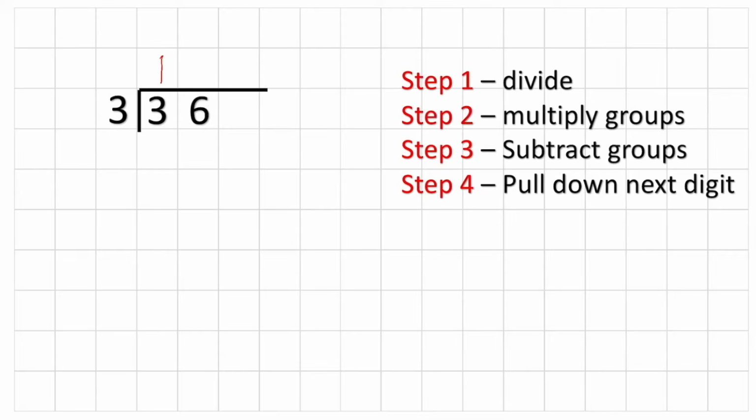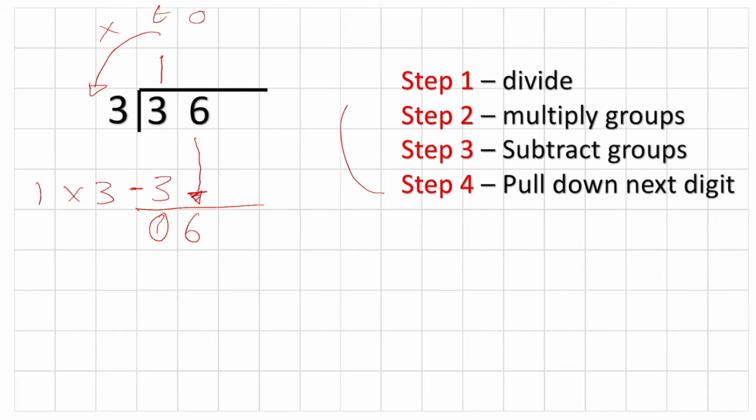Okay, and now what does step 2 mean? Multiply the groups. Well, what I'm going to do is work out how many of my 36 I've just worked out in that first step. So if I times 1 by my original 3, I'll get 3. 1 times 3 is 3. If I subtract that from my question, I will end up with a 0 in this tens column, and then I can pull down my 6 and I will end up with a 6 in the ones column.